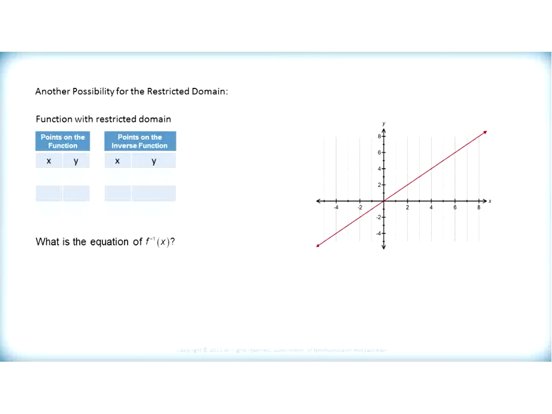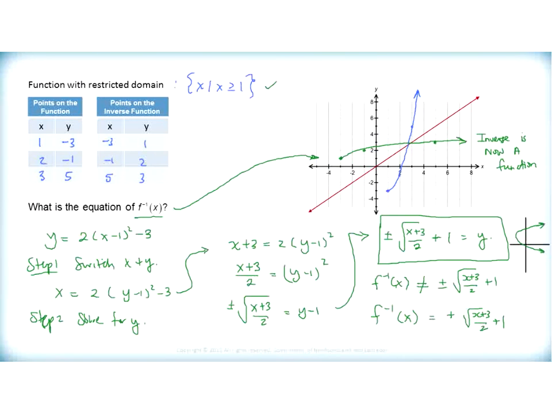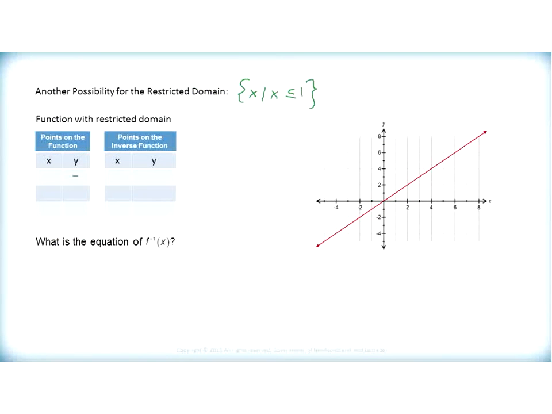Okay, let's look at the other possibility. The other possibility for the restricted domain we said was, what about x is less than or equal to 1? So let's restrict the domain to be less than or equal to 1. If we go less than or equal to 1, then I need to consider these three values. Actually, it was 5, negative 1, and negative 3, and it was negative 1, 0, and 1. There's my table of values for the left side of my parabola.